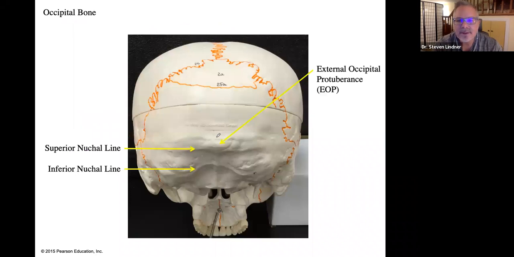On the skull, right there, that's the EOP. Again, don't abbreviate on exams, write it out. External occipital protuberance, EOP. Then these two lines, superior nuchal line, and then you have your inferior nuchal line.